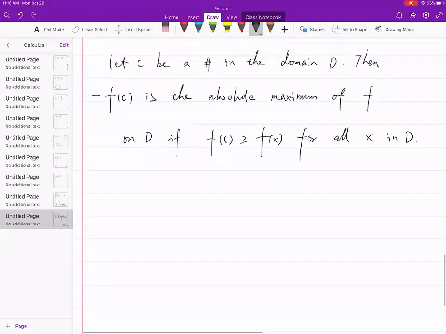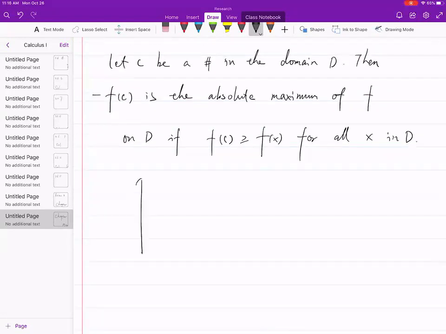Very easy to understand. If you have some function, you have a domain, let's say an interval. Something is called the absolute maximum simply because it's bigger or equal than everybody else in the domain. So that's what we mean by maximum. Sounds good? Several key points. Number one, you need a domain D.